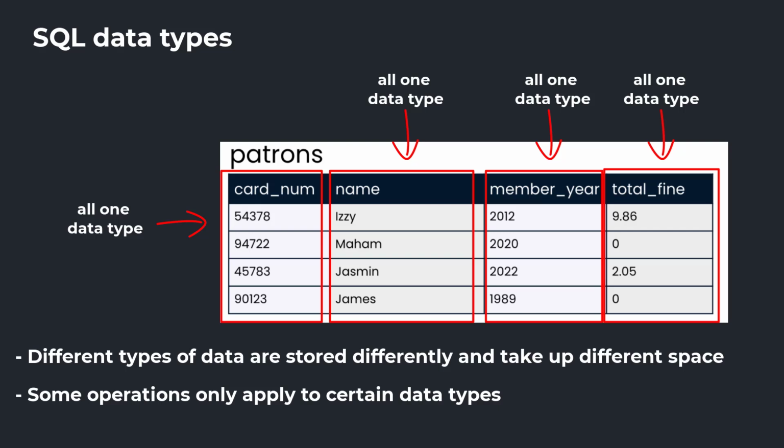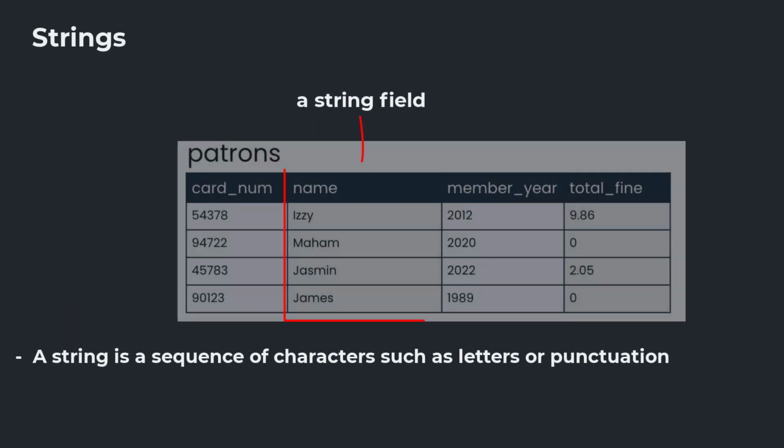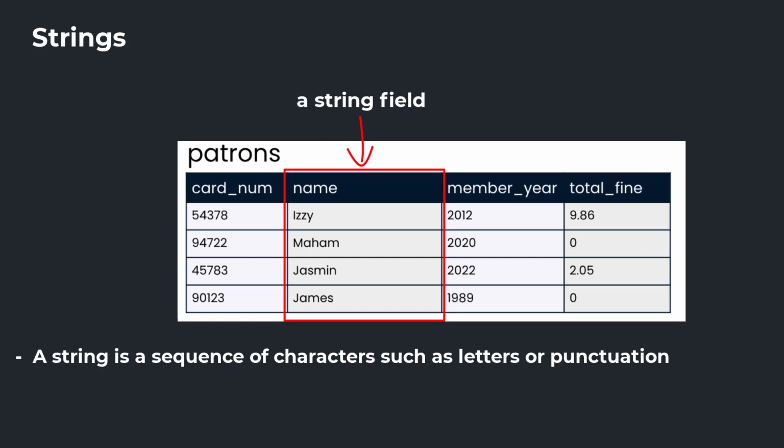It makes sense to multiply a number by another number, but it does not make sense to multiply text by other text, for example. In programming, a string refers to a sequence of characters such as letters or punctuation. On the patrons table, the data in the names field is made up of strings, such as Maham and James.